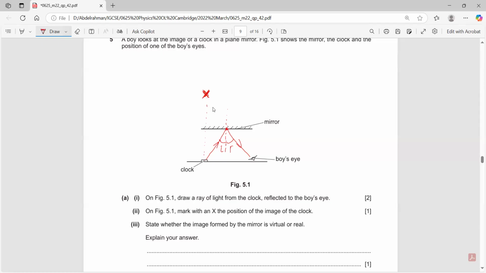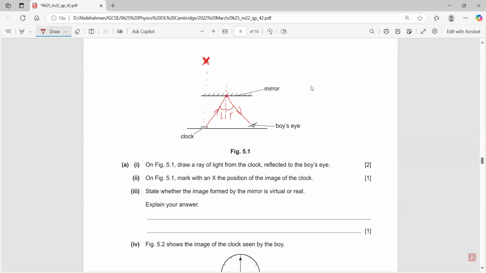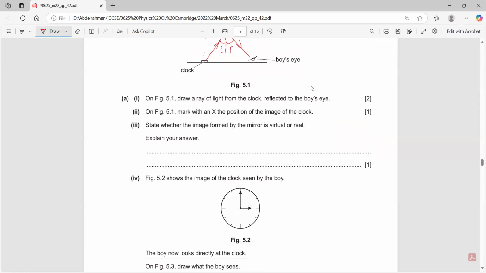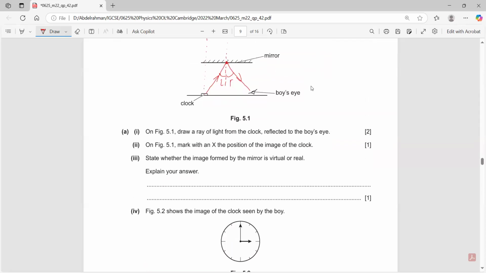Make sure that they are the same distance. State whether the image formed is virtual or real. Any image formed in the mirror has to be a virtual image, right? Why is it a virtual image? Any description of a virtual image is that this image cannot be produced on a screen.